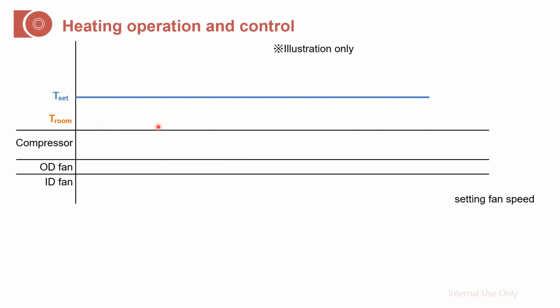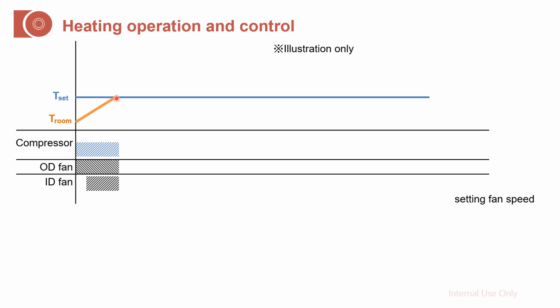In the diagram, we have the time and here is the temperature. Then I put the T set point and the room temperature here. I also put the compressor, outdoor fan, and indoor fan on/off status here for your better understanding. Let's say you do the heating and have already put the set point into the system. The T room will go up just due to the heating, right? Just like this.